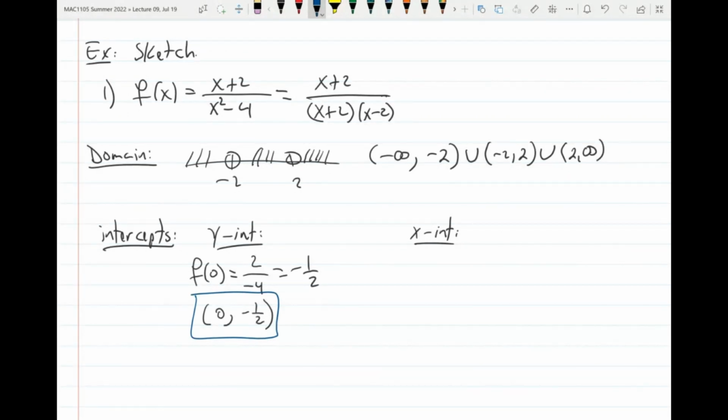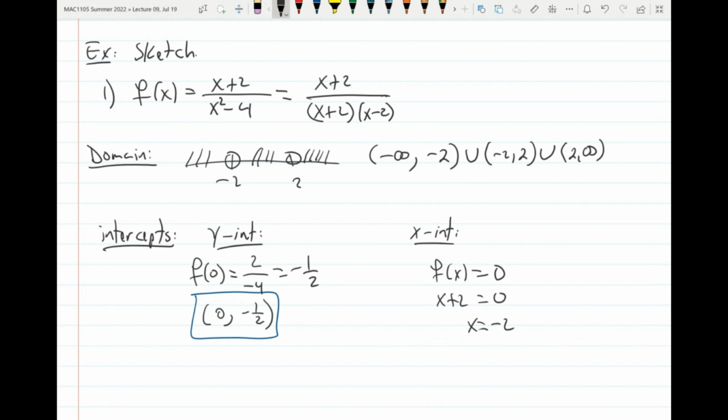Now, x-intercept, remember, for this, you need to solve the equation f of x equals 0. You need to make y equals 0. Now, a fraction is 0 only when the top is 0. That's why I asked you to factor top and bottom, because then it's very easy to read off this information. Just look at the top. When is the top 0? So a fraction is 0 only when the top is 0. So I give you negative 2.